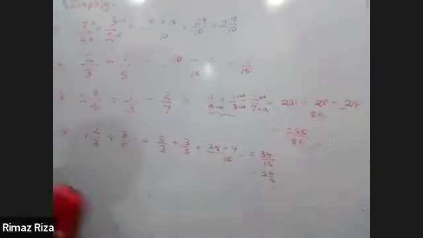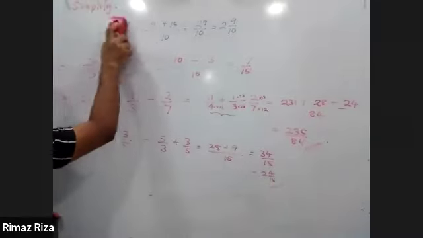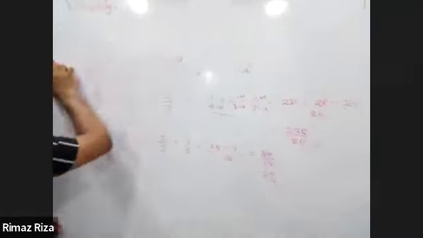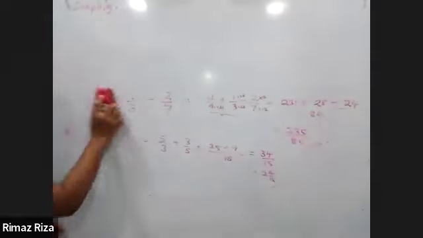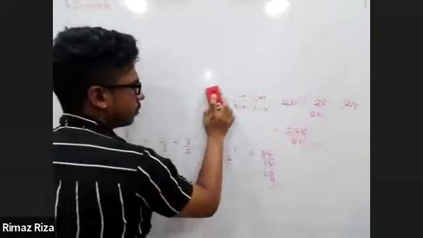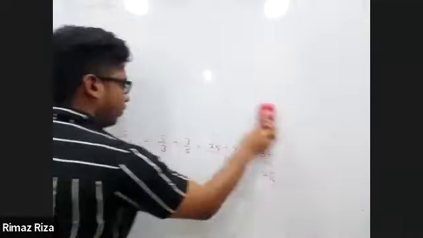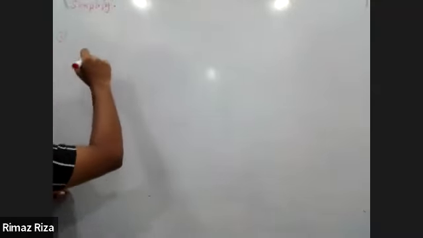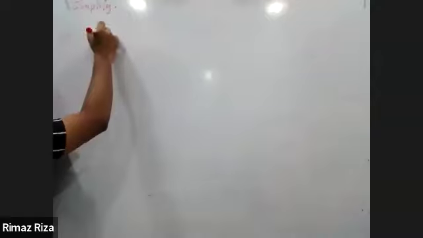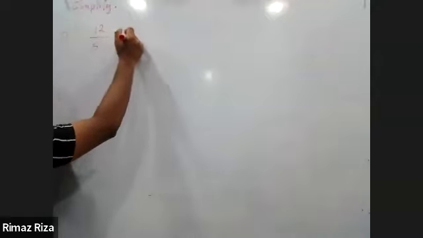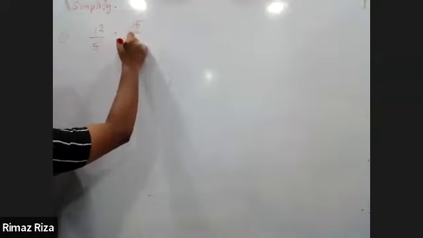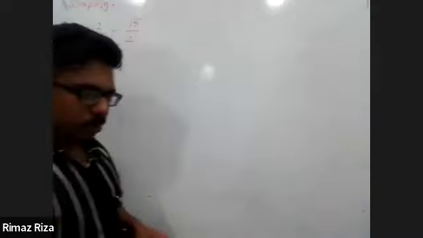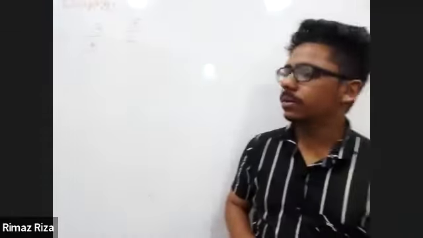Okay. Now let's do a few questions for multiplication and division. So now, for example, 12 over 5 multiplied by 15 over 4. Okay. 12 over 5 multiplied by 15 over 4.